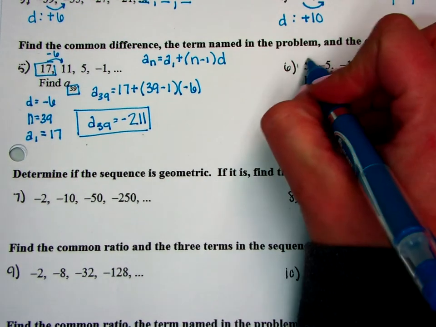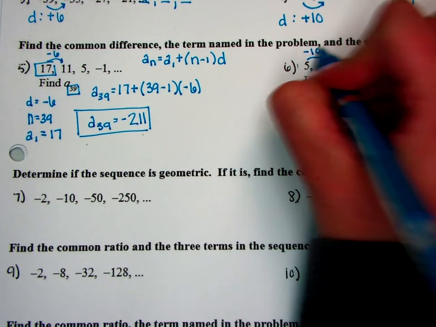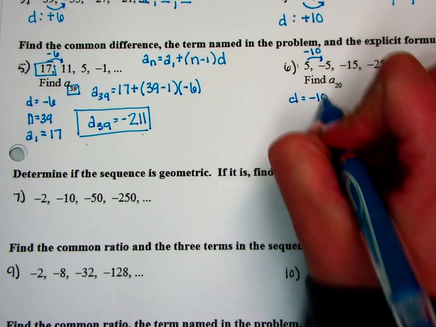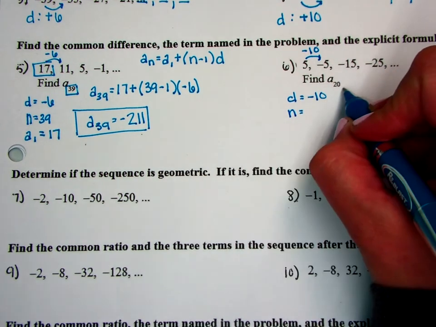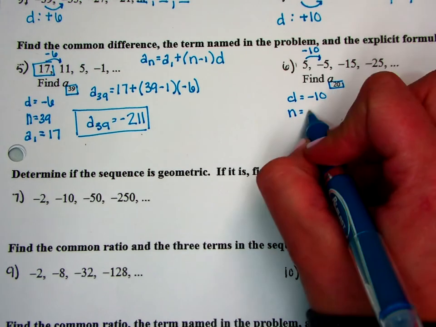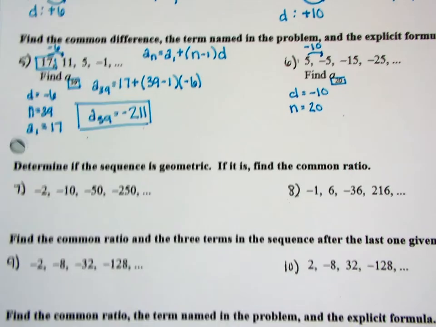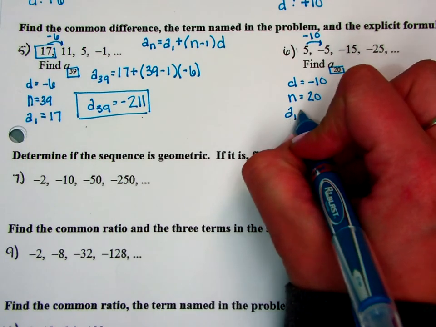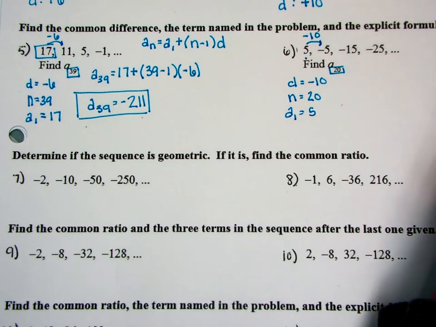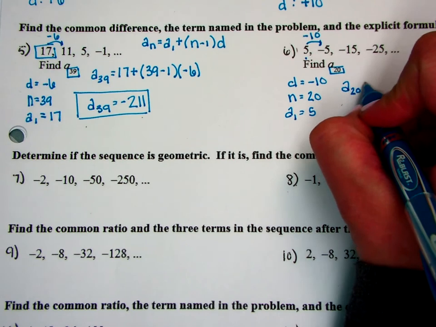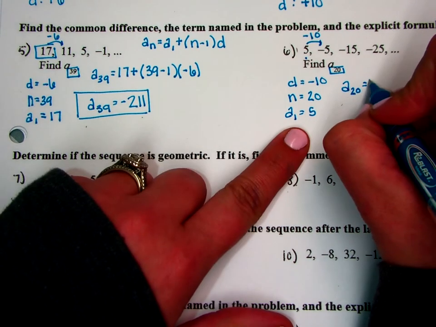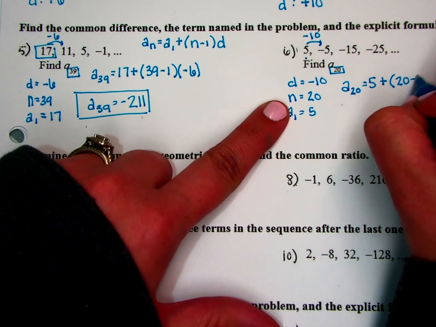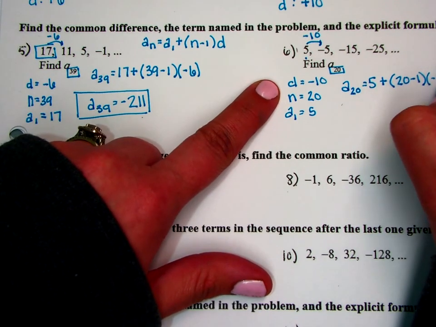To get from 5 to negative 5, I would be subtracting 10. So my common difference is negative 10. My n value, I'm trying to find a sub 20, so 20 is my n value. That's how many terms I have. Then I need a sub 1. The first term is 5. To plug it in, a sub 20 equals a sub 1, which is 5, plus number of terms minus 1 times the common difference of negative 10.